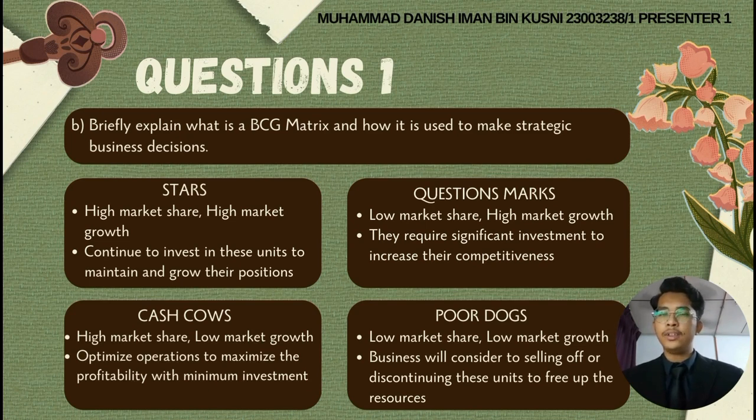For cash cows, they have low market growth and high market share. They can optimize operations to maximize profitability with minimum investment. Lastly, we have poor dogs. Poor dogs have low market growth and low market share. Businesses will consider selling off or discontinuing these units to free up resources.